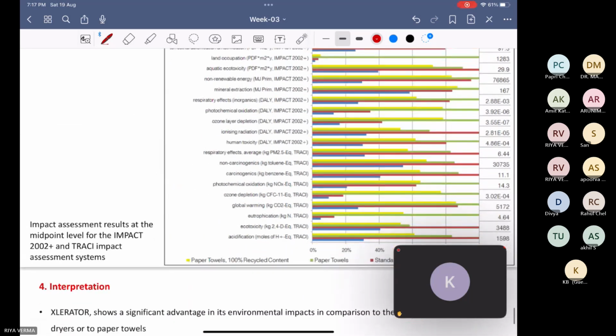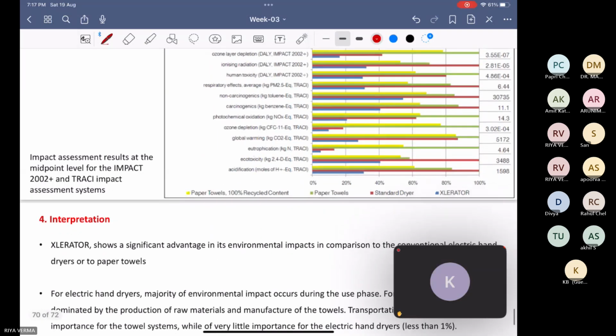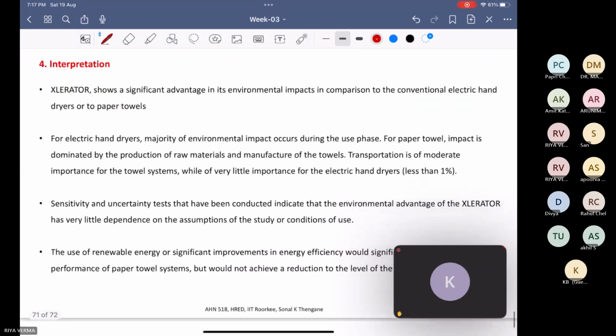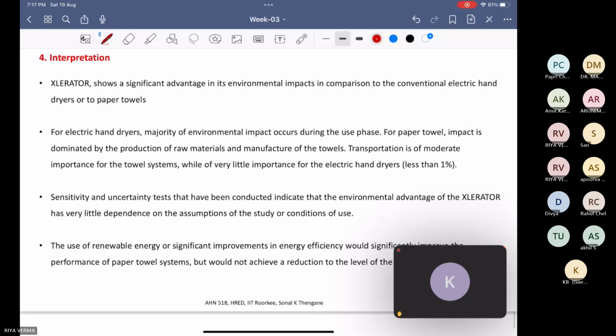These are the graphs that are generated from softwares. और उसके बाद जो भी ग्राफ्स आ रहे हैं उसको इंटरप्रेट करने के लिए हमने देखा कि एक्सेलरेटर shows a significant advantage in its environmental impacts in comparison to the conventional electric hand dryers or to paper towels.